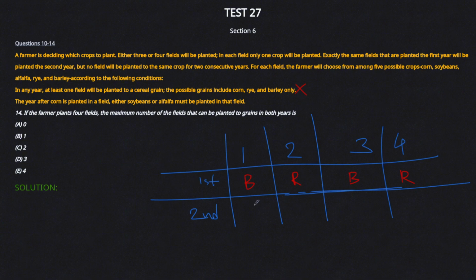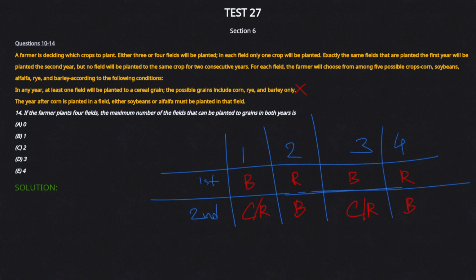No problem there. You can have corn here, you can have barley here, you can have another corn here, and then you can have another barley here. It's completely fine. You can have a rye here as well. Again, it doesn't really make a difference. You can have a corn here. Just make sure you don't have all four of them with corn. That is a wrong scenario.